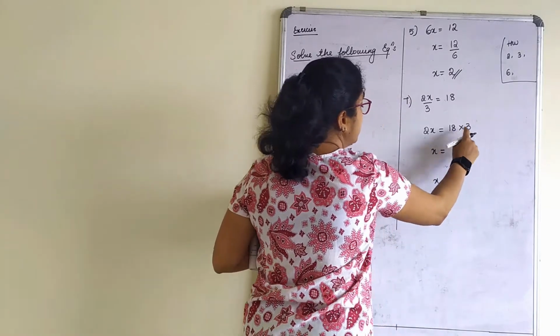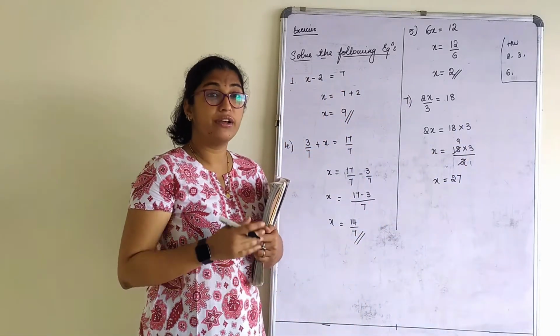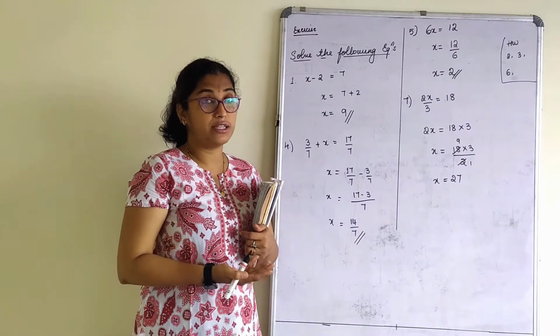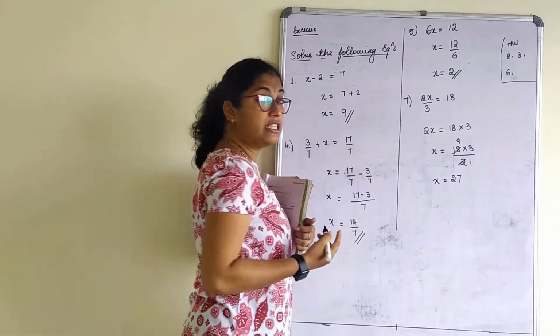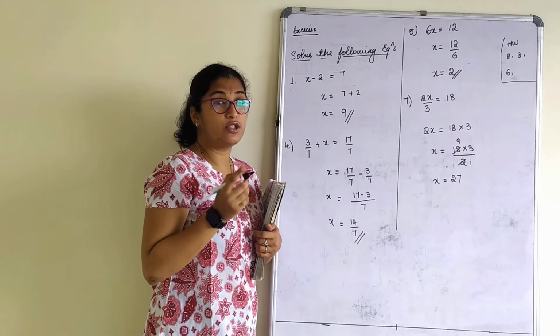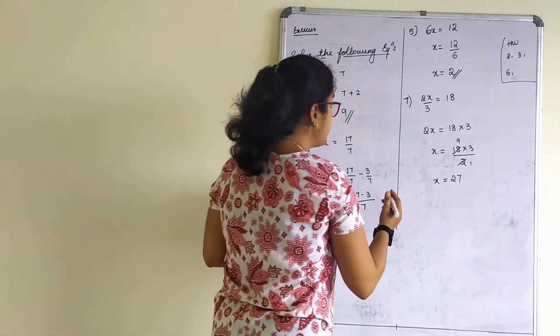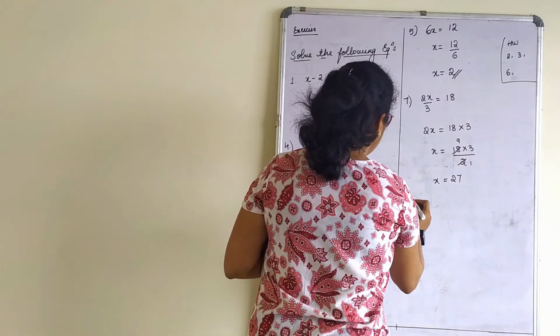Now, if you have written 18 into 3, 54, 54 divided by 2 also is 27. But this is much easier for us to cancel as well as to multiply the smaller number. Next, 8th one.